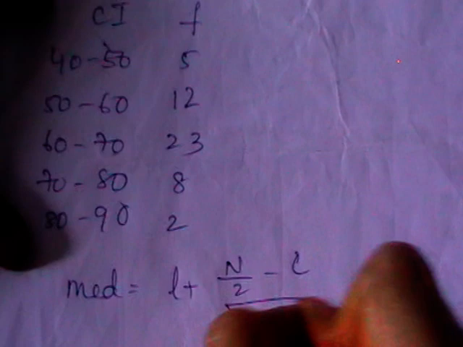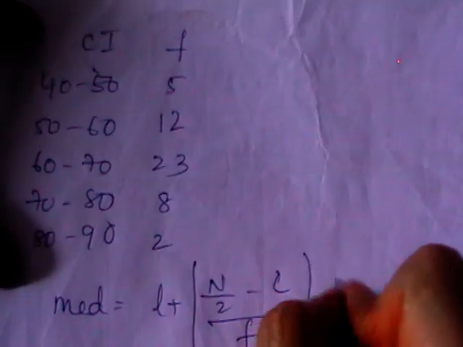Now let us go to the solution of this problem. You are given a class interval and frequency table: 40 to 50, 50 to 60, 60 to 70, 70 to 80, 80 to 90, with frequencies 5, 12, 23, 8, 2. Again I will write the formula. Median is L plus n by 2 minus C by F into H.